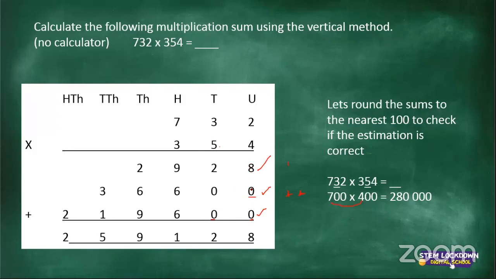So we have 8 plus 0 is 8. Then in the tens, 2 plus 0 is 2. And then the hundreds column, we have 9 plus 6 plus 6, which gives us 21. So we put our 2 here, and we're going to carry our 2 here.